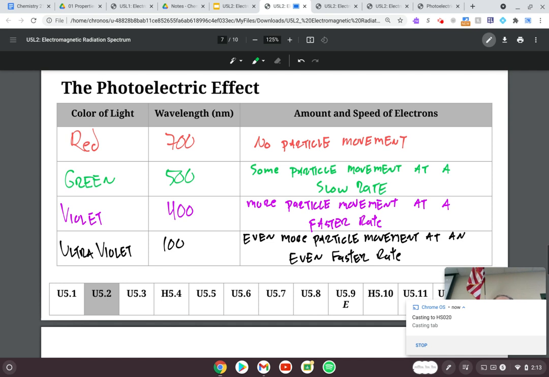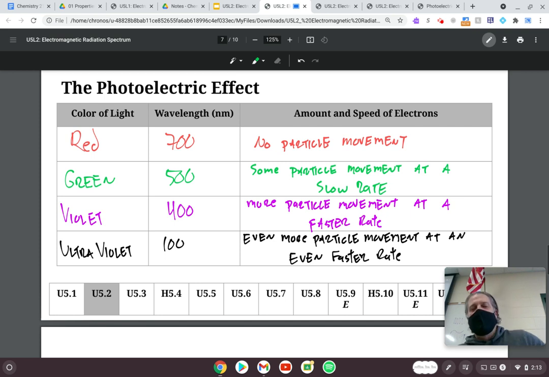So the first color that we did was red. The wavelength was 700, and there were no particles moving. The next thing we did was green. The wavelength was 500, and there was some particle movement, and they were going kind of slow. The next thing was violet at 400 wavelength, and there were more particles moving at a faster rate. And lastly, the ultraviolet at a very, very tiny wavelength, and the particles were moving at a really fast rate.